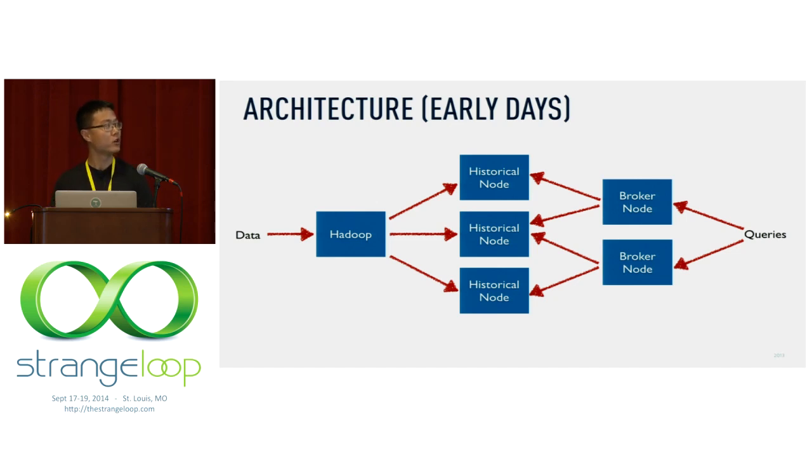In front of the historical nodes, we have another set of nodes called broker nodes. And broker nodes encapsulate query scatter gather functionality. So when you send a query to a broker node, it knows what pieces of data live where. It forwards the query down. The historical nodes compute their portion of the answer in parallel, return results to the broker node. The broker merges results and returns to the caller.